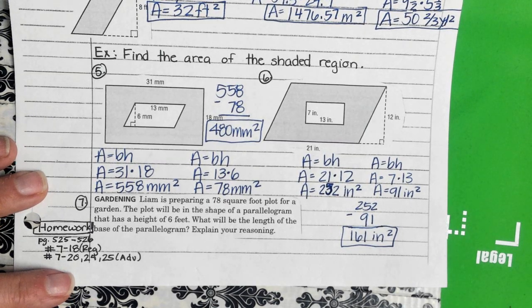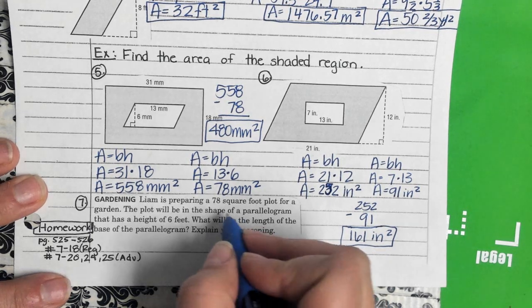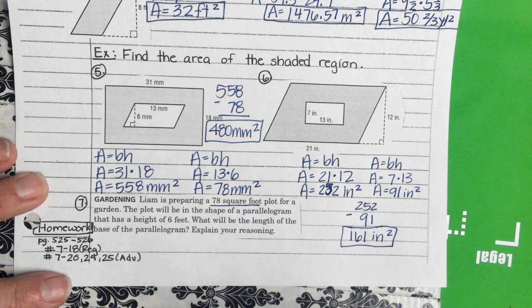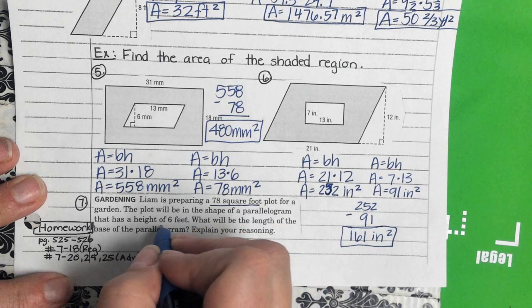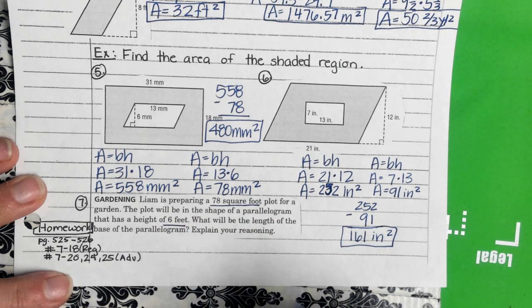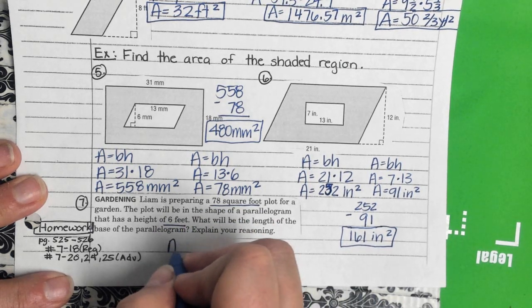Liam is preparing a 78 square foot plot for a garden. The plot will be in the shape of a parallelogram that has a height of 6 feet. What will the length be of the base of the parallelogram? Now, 78 square feet, that tells me he already knows the area. And he knows the height is 6 feet, but he doesn't know what the base is.